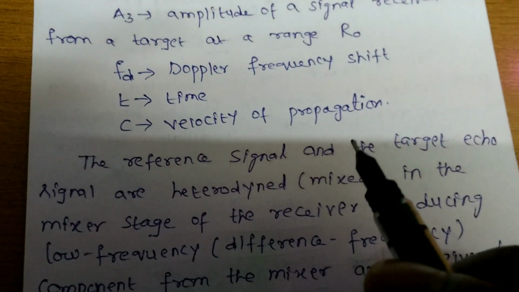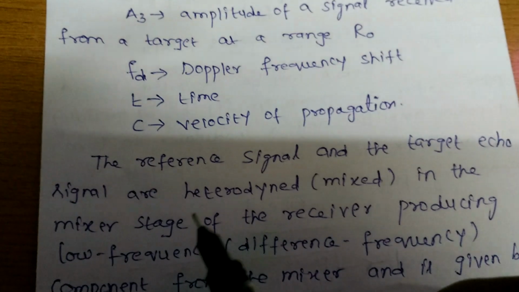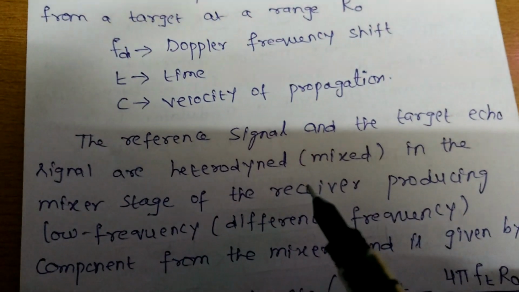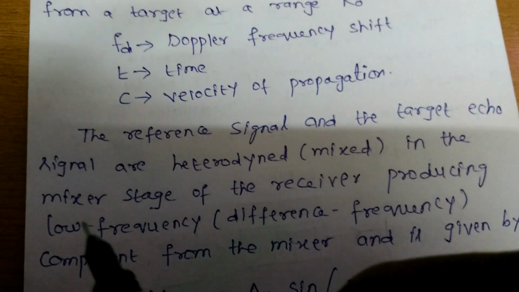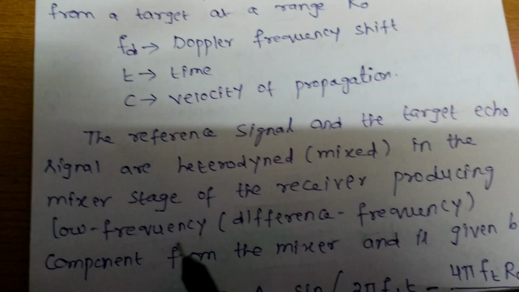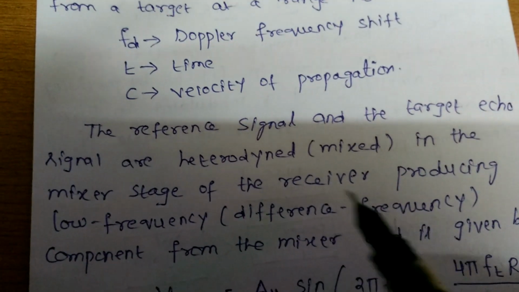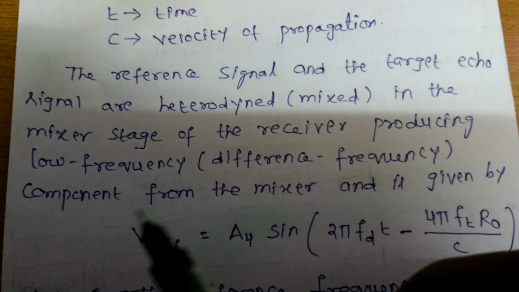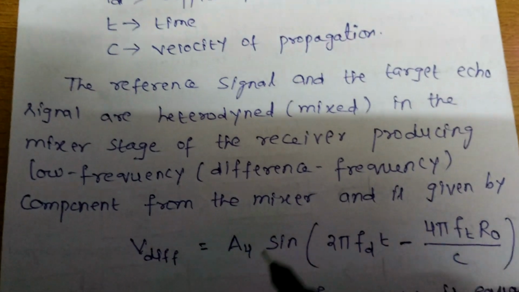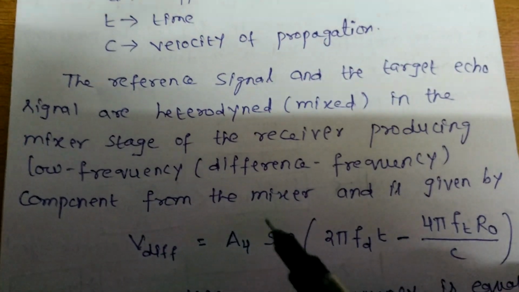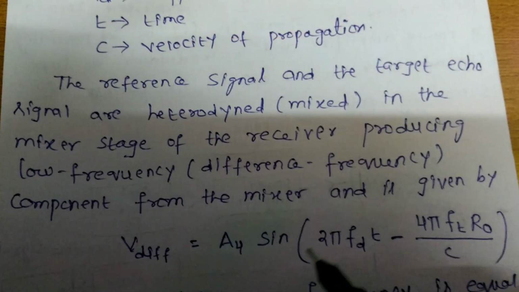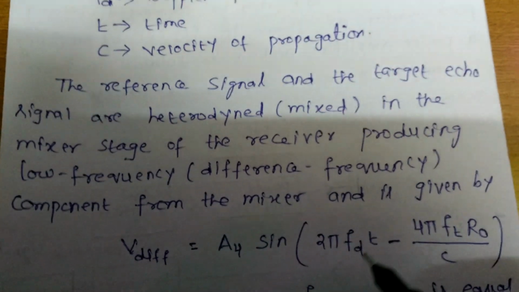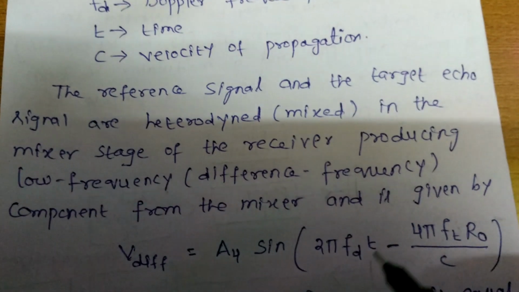The reference signal and the target echo signal are heterodyned, mixed in the mixer stage of the receiver, producing a low frequency. Here we are going to prefer the low frequency, that means the difference frequency component from the mixture, and the difference voltage is given by, I am going to represent with another amplitude A4, then sine of 2 pi Fd into T. Why? Because I have considered here in the mixer stage the difference component.